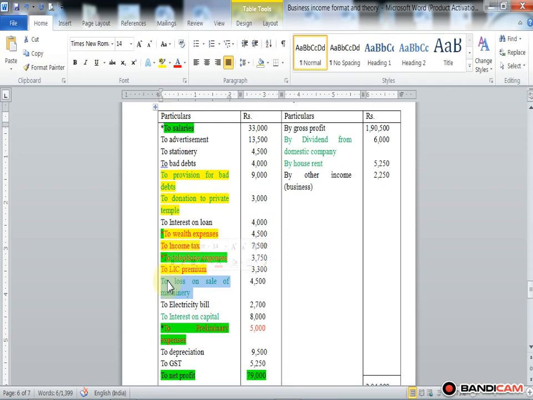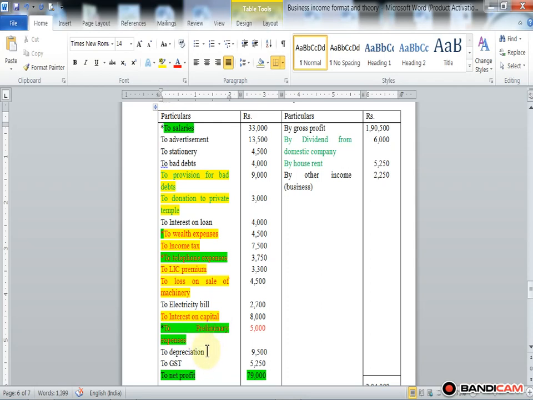लॉस ऑन सेल ऑफ मशिनरी, कॅपिटल लॉस आपण विचारात घेत नाही. कॅपिटल लॉस हे डिसअलाउड आहेत. इलेक्ट्रिसिटी बिल बिझनेसचं आहे, बिझनेसचं एक्सपेन्स आहे. इंटरेस्ट ऑन कॅपिटल हा सुद्धा डिसअलाउड आहे. ओके, पार्टनर्स किंवा ओनरच्या कॅपिटलवरती व्याज दिलं तर ते बिझनेसचं कन्सिडर होणार नाही किंवा बिझनेसचा खर्च कन्सिडर होणार नाही. त्याचबरोबर प्रिलिमिनरी एक्सपेन्सेस पाहिलं. ओके, 1000 रुपये एक्स्ट्रा आहे.